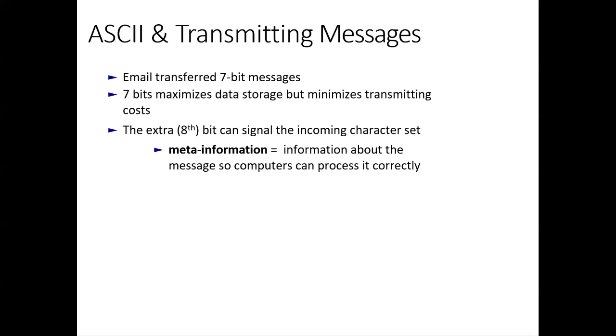And it told the computer that might be receiving the email, for example, okay, here's the information about what character set, what encoding standard is going to be used in this message. That kind of information, the information about the information you're receiving, is called meta information. Meta means in between. So it's the information about the information. It's used a lot in computers. You can also think of it as instructions for the computer, so the computer can process it correctly. So that's what happened to the 8th bit.